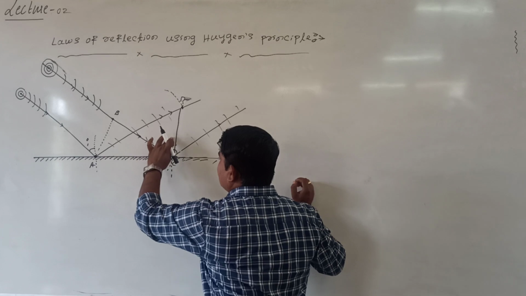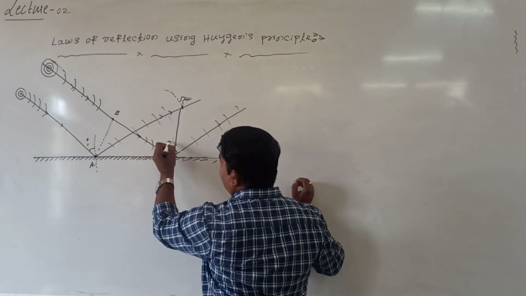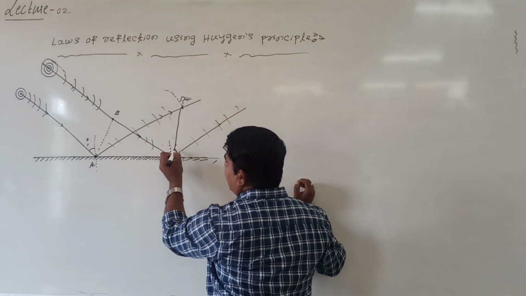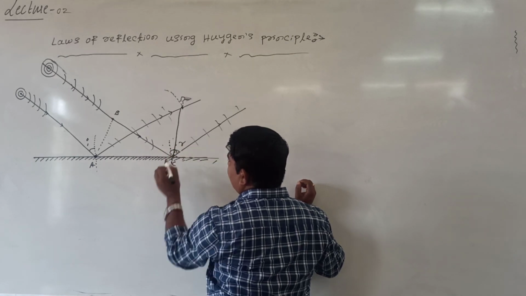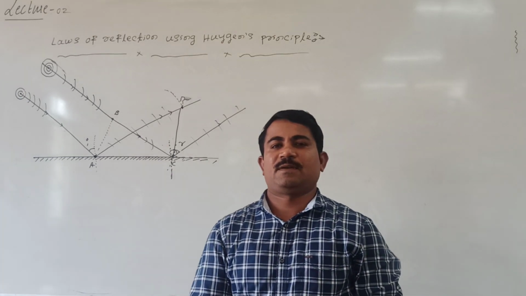What are we calling this? This is the normal. Look at me. So this is the angle of reflection. This I can take as the angle of reflection. This is what value? R value. Are you following this?